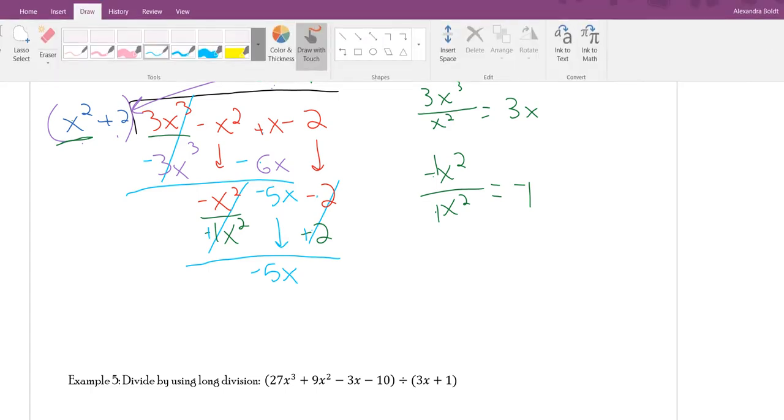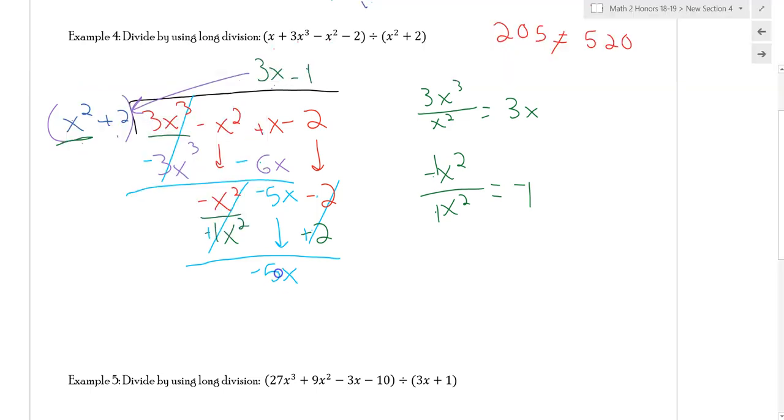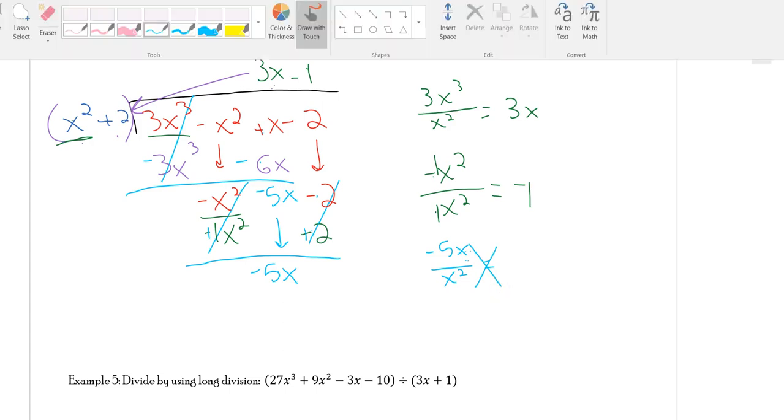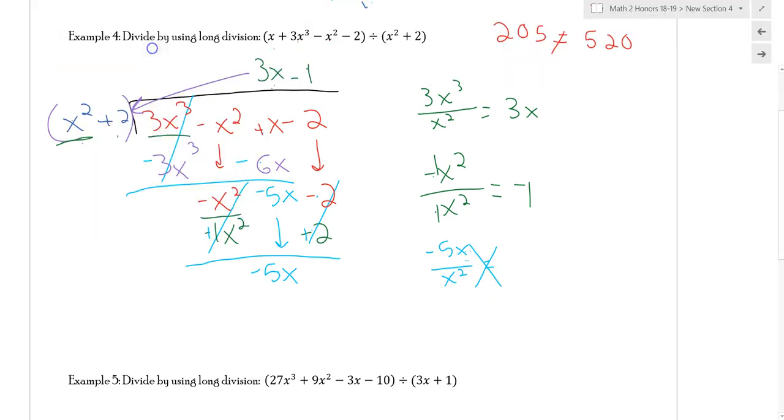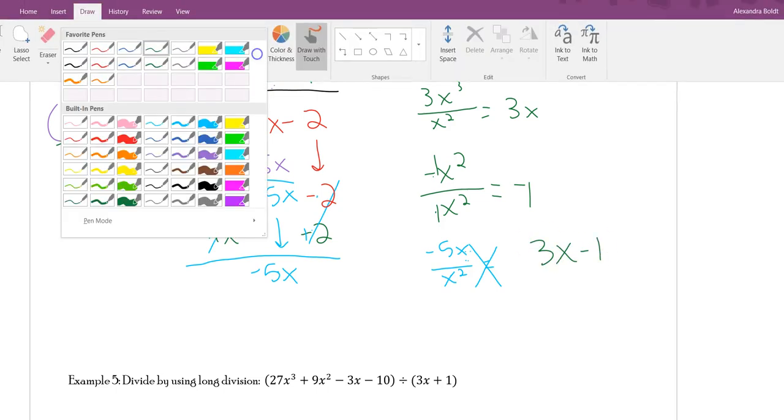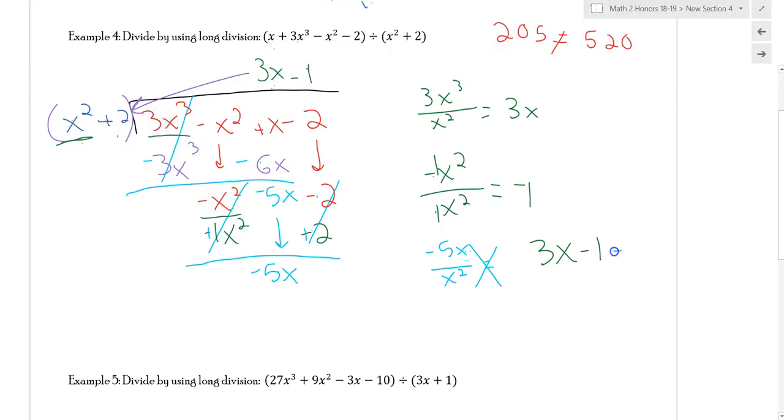Now, this is our remainder because I cannot divide negative 5x over x squared, right? x squared doesn't go into x. So that doesn't work, okay? So now we're just writing out our answer. We have 3x minus 1. And then our remainder is negative, so we're subtracting 5x over x squared plus 2.